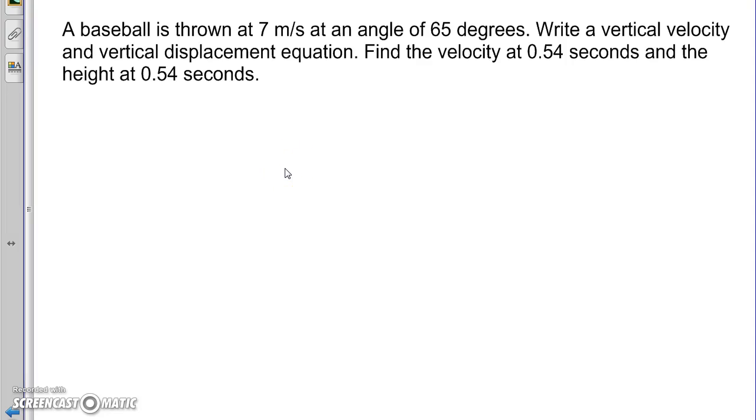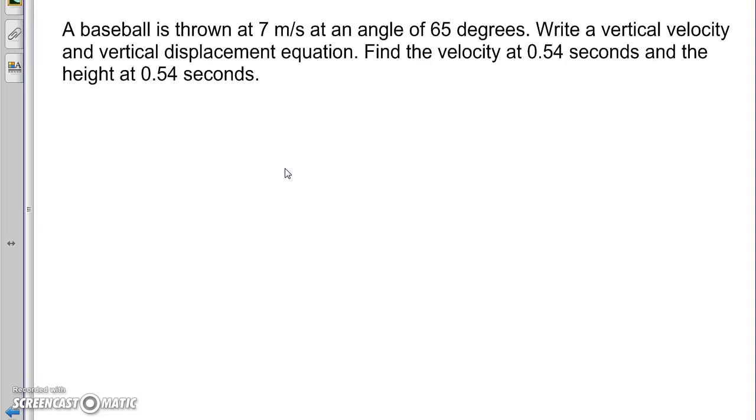It says that a baseball is thrown at 7 meters per second at an angle of 65 degrees. Write a vertical velocity and a vertical displacement equation. Find the velocity at 0.5 seconds and the height at 0.4 seconds. So you see that there's quite a bit to do, but let's just break it down into each piece.